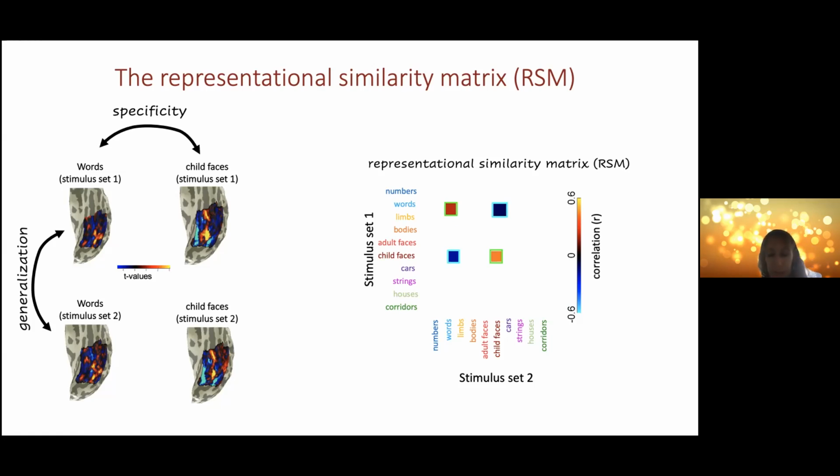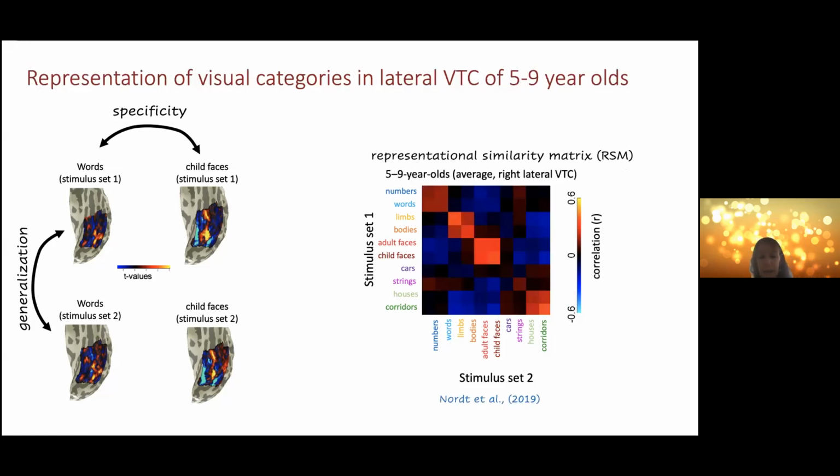And of course, we're going to do this across all pairwise comparisons across all 10 categories. And what you get is this representational similarity matrix. So what you can see on the right is a representational similarity matrix averaged across 5 to 9-year-olds. And what's interesting is that already at this young age, this matrix has a categorical structure, because the patterns of response seem to be similar across items of a category and perhaps a domain, and seem to be dissimilar across domains.